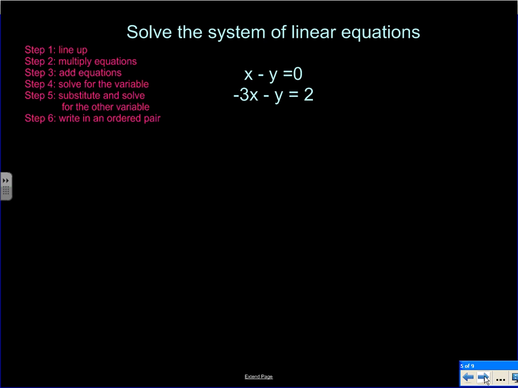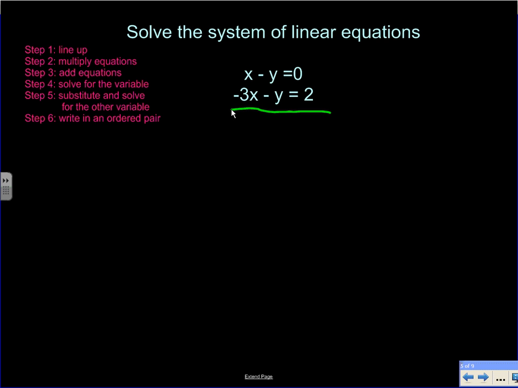Step number 1 says line up like terms, and we already have that done. We have the x's lined up, we have the y's lined up, and we have the numbers without variables lined up. Step number 2 says multiply the equations, and that's going to be if needed.